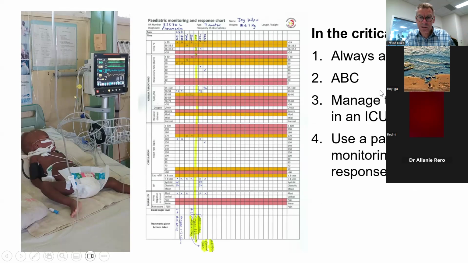Focus on the airway, the breathing, and the circulation. Manage the patient in an ICU area like this baby with a proper ICU monitor, and use a pediatric monitoring and response chart. So that's all I want to say about inotropes and vasopressors.